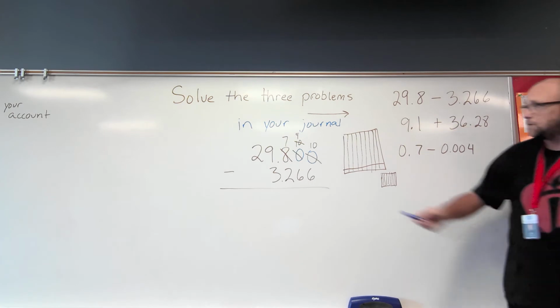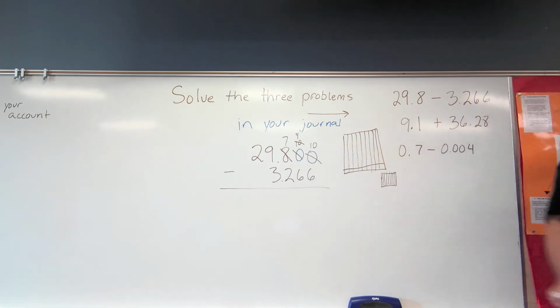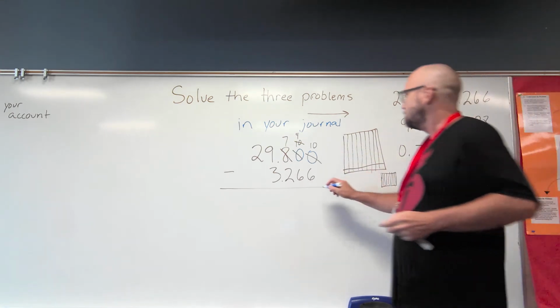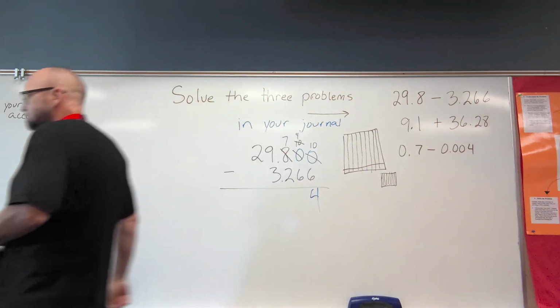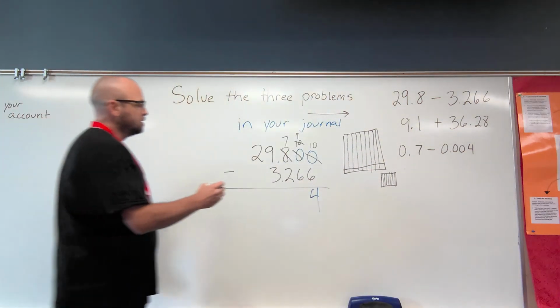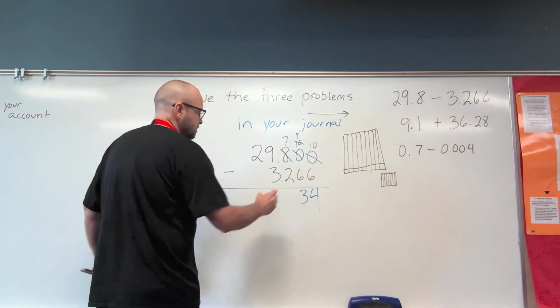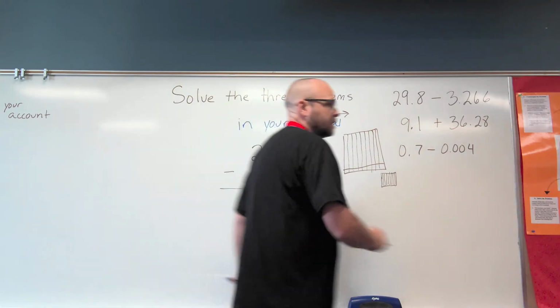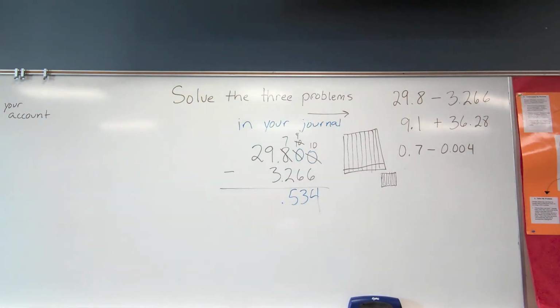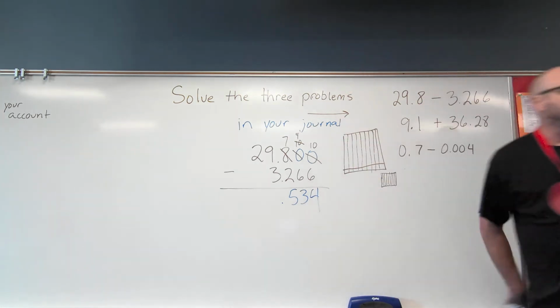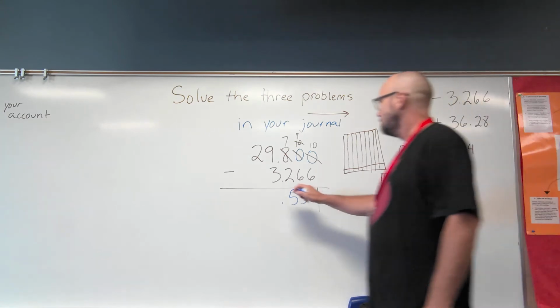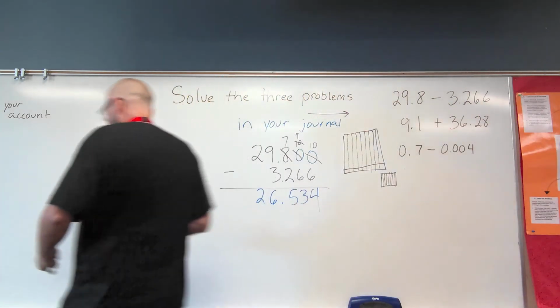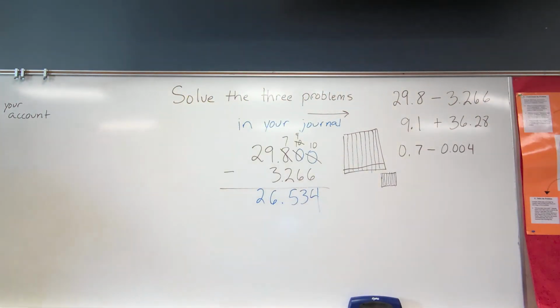The difference between 6 and 10 is? 4. The difference between 9 and 6 is? 3. The difference between 7 and 2 is? 5. My decimal point comes straight down. The difference between 9 and 3 is? 6. And I bring my 2. I don't have anything there. Was this close to my estimate? Yes. My estimate was 27.